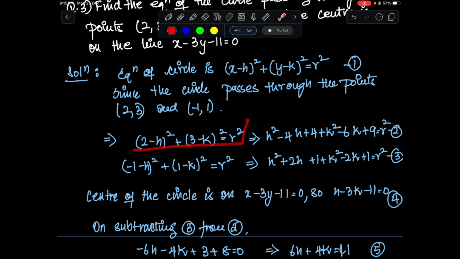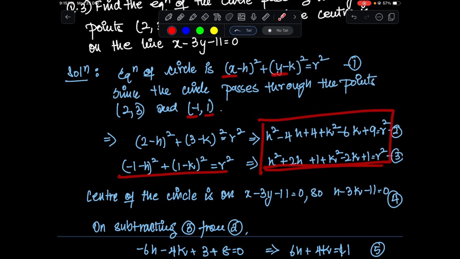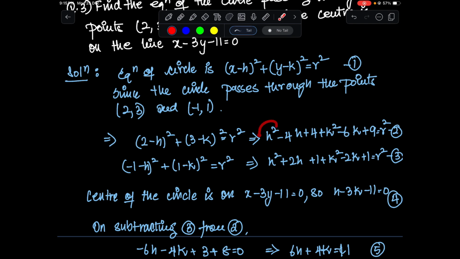So when you substitute, you are again supposed to apply the a minus b whole square formula, and then you will get this equation. And when you substitute minus 1 and 1 in place of x and y in this equation, you will end up with this. Now you have two equations in two variables. The best part is, in both you have h square and k square, and you have r square with the same sign. So when I subtract these two, these terms will get eliminated and you will get a linear equation in two variables, the two variables being h and k.